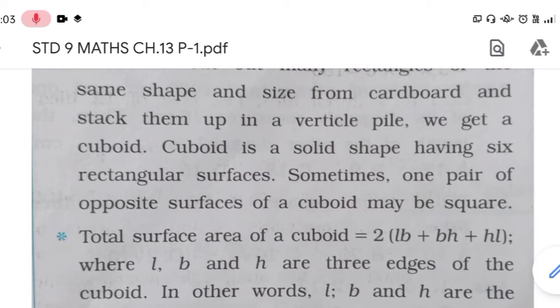Now sometimes the pair of opposite surfaces of cuboid may be square. So it also happens that out of the 6 surfaces we can say that there are 3 opposite pairs of the surfaces. So sometimes the pair of opposite surfaces may be square also.